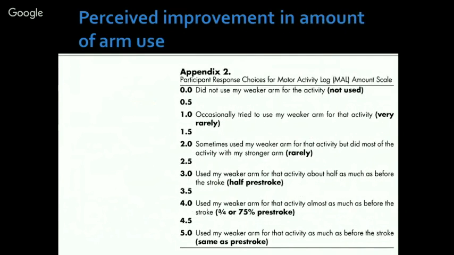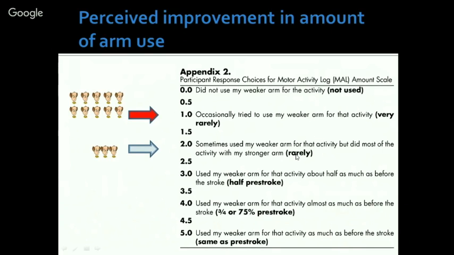The next issue is about whether they are using the affected arm more and more, right? And it is scored again on a scale of 5, where 0 is not used at all, and it goes from very rarely, half pre-stroke, to same as that of pre-stroke. So in this outcome, if 10 patients come, at the end of CIMT, you might see that 3 people might improve to using it rarely, 3 more people would improve to half that of pre-stroke, and other 3 will improve as good as 75% that of pre-stroke. These are the perceived improvements. Understand there is a difference between perceived improvement and actual improvement. So whatever I communicated in the motor activity log is about the perceived improvement.